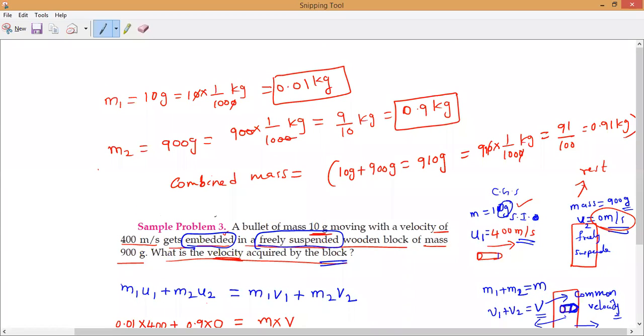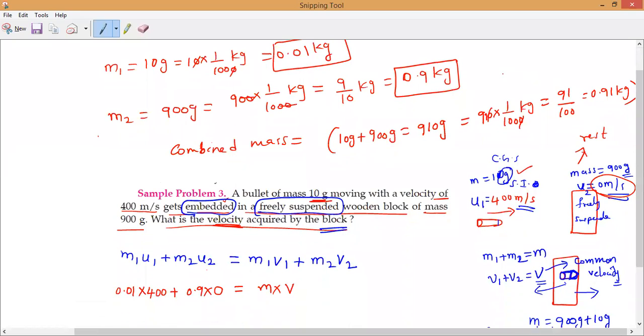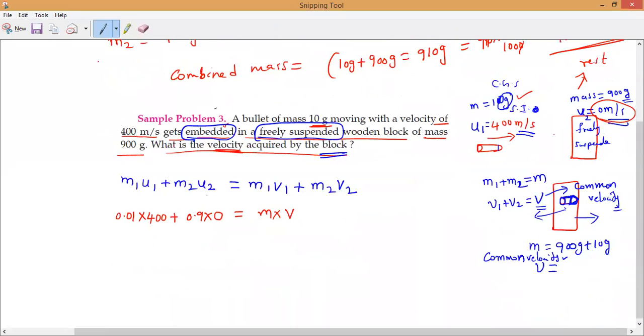Is it right or wrong, everyone? Yes. Now you can substitute it. That is the common mass. What is the common mass, everyone?